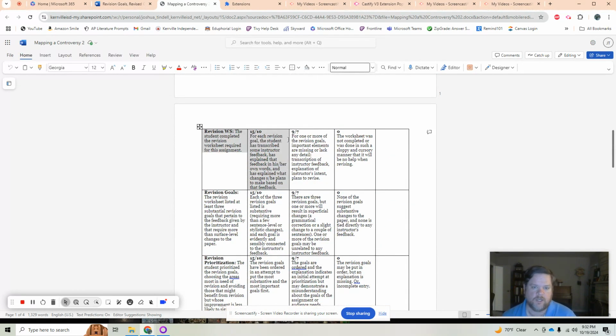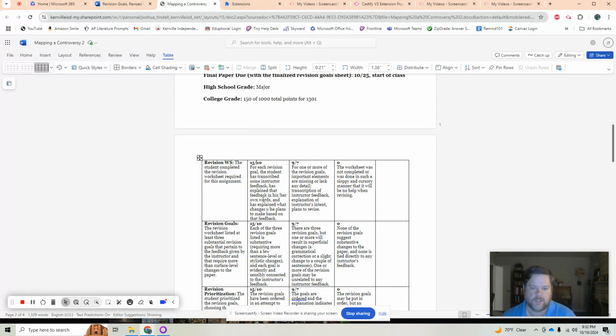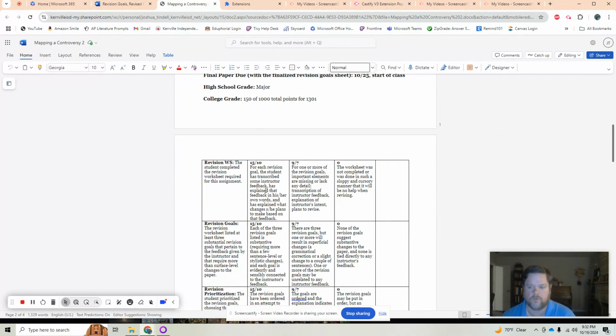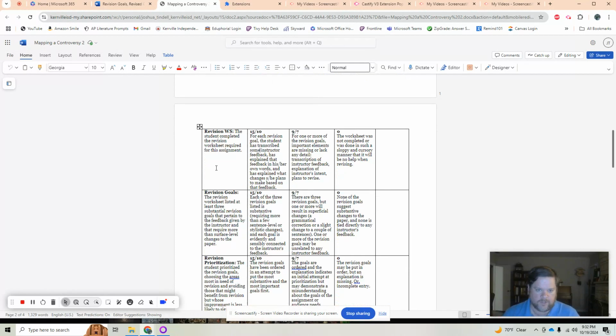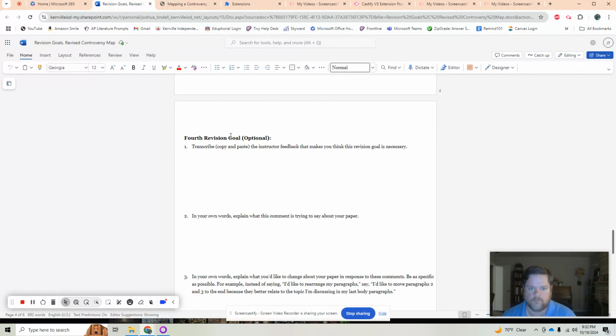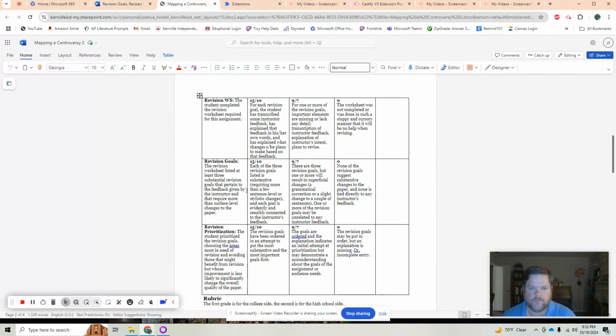Revision worksheet. This is 15 out of 150 points on the college side, 10 out of 100 points on the high school side. Remember, there's 150 total points for this particular paper out of 1,000 for the whole semester. The first one is you completed the revision worksheet, the one we just looked at, this one here. You completed it, and you did everything you're supposed to. Second one that you included, basically all that stuff.